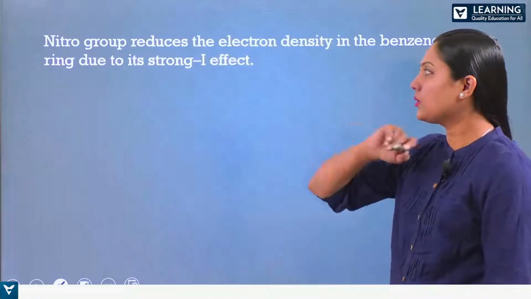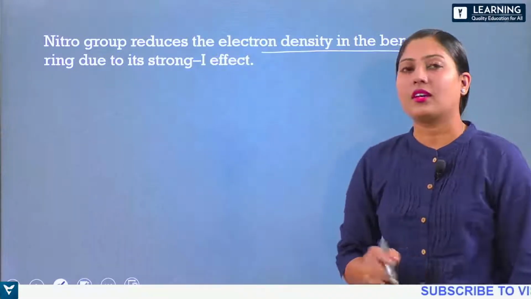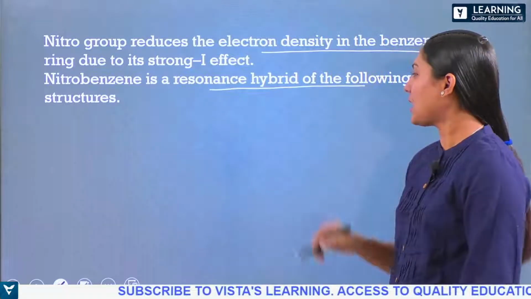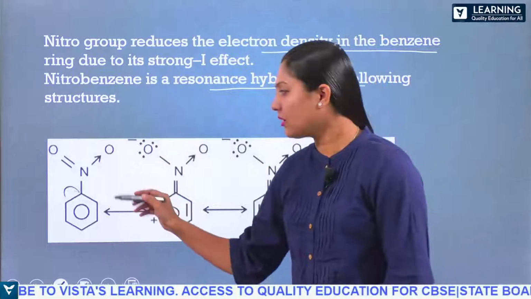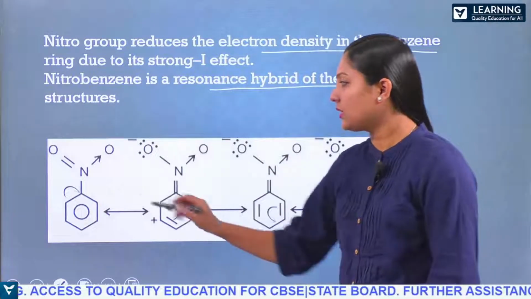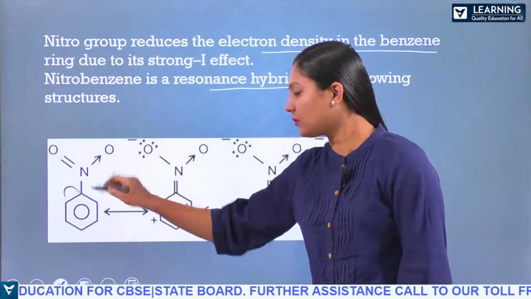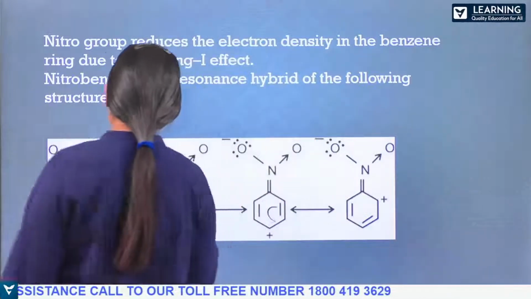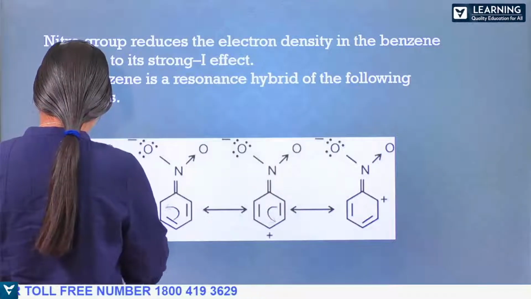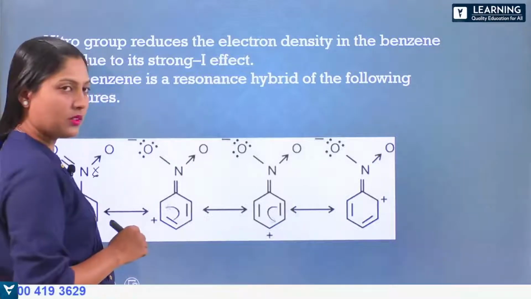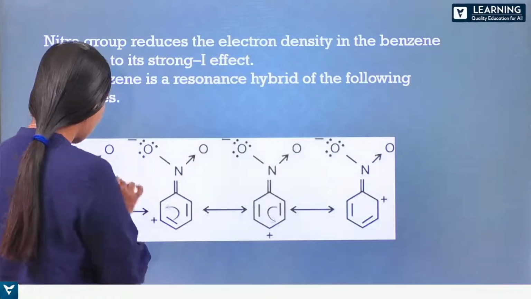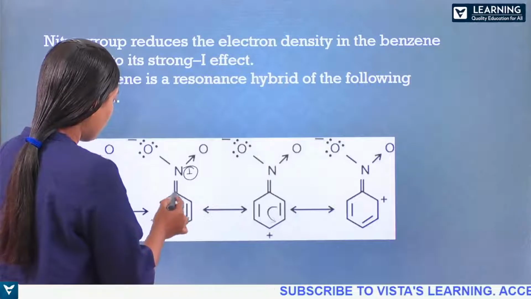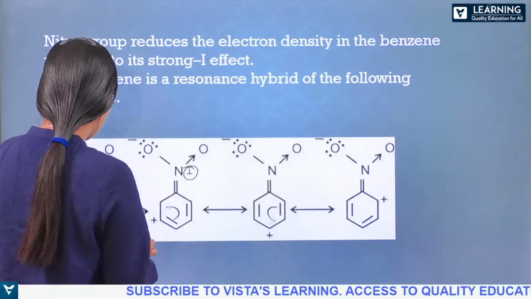The nitro group reduces the electron density in the benzene ring due to the strong minus I effect. So nitrobenzene is a resonance hybrid of the following structures, where you can see this will take the electrons, a double bond will be formed, and you will have a lone pair here. We have the lone pair on the nitrogen, as we know, that will come as a bond. So a positive charge will be formed, and the bond will shift again.